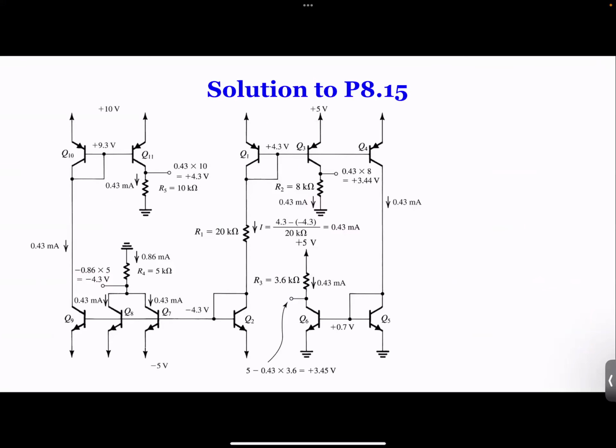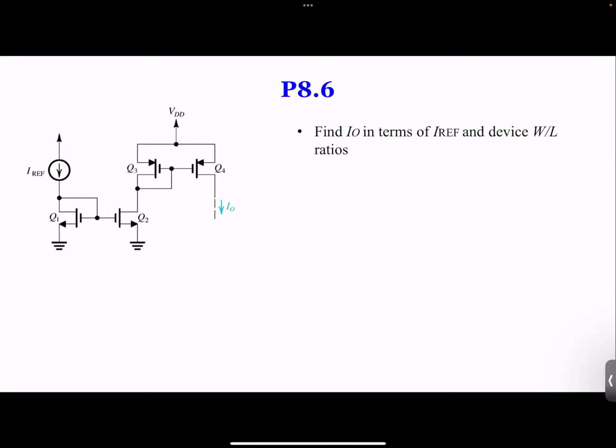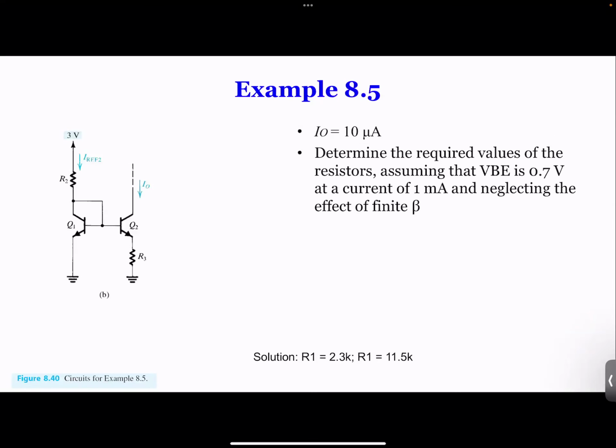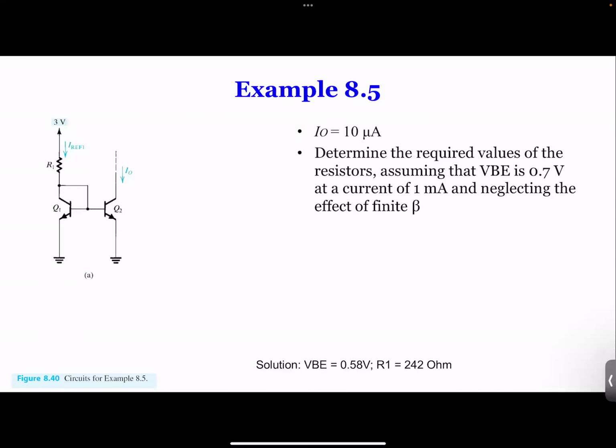So here we have the answers, actually from the previous slide. So you can now get the answer. Maybe I also go back to talk about example 8.5. Looking at IO at 10 microamps, determine the required value of the resistor, assume VBE will be 0.7 at 1 milliamp, and neglect the effect of infinite beta.